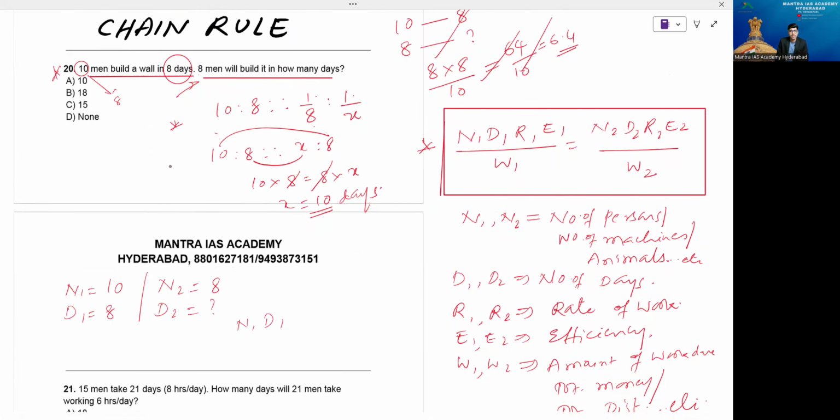So this is N1 D1 is equal to N2 D2. N1 is 10, D1 is 8. N2 is 8, D2 is what? The 8s get cancelled. D2 is what? The number of days we need in this case is 10 days for these 8 members. This is a beautiful topic. Just learn the formula by heart, observe the points N1, N2, D1, D2, and by that you can get full clarity.